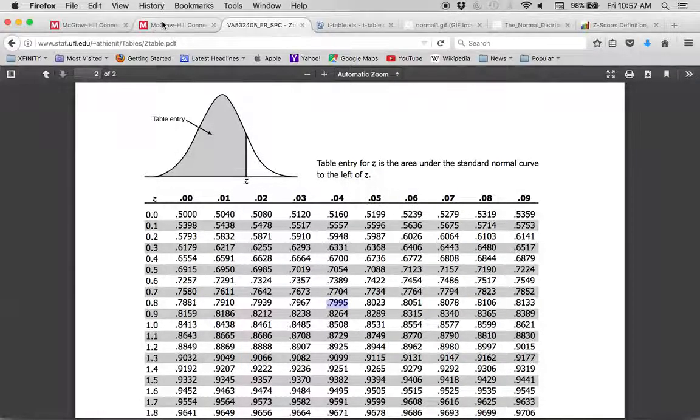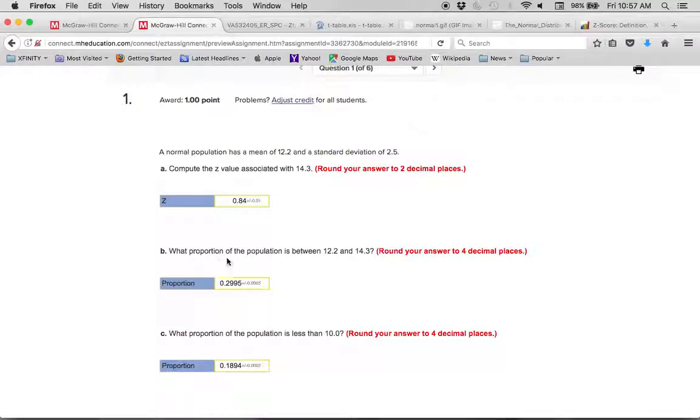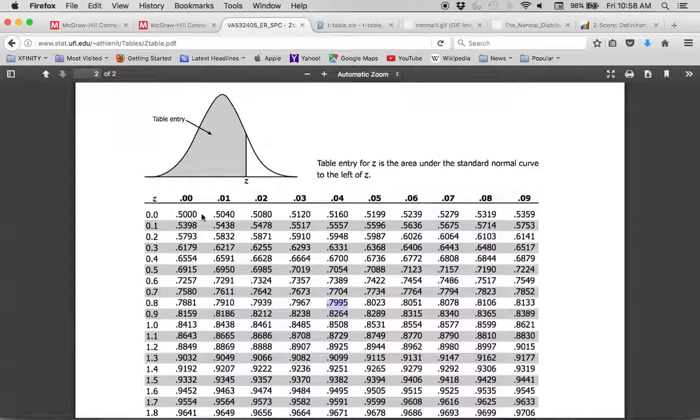Now the question was asking what proportion of the population is between 12.2 and 14.3. Now 12.2 is the mean, all right, which means that 50% is below it, right? The mean in this example, in standard normal curves, the mean is the median. The median is where you're at 50%, you're above 50% of the data, right? So this has 50% below it. This one had 79.95% below it, right? So what we do is to find what's in between.